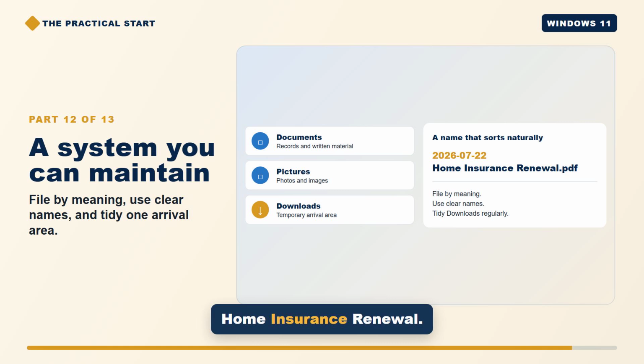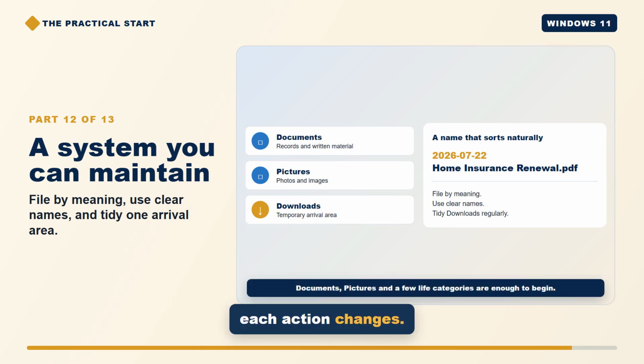2026-07-22, home insurance renewal. Once a week, or whenever downloads becomes crowded, move useful items and remove obvious duplicates. Do not reorganize thousands of old files before you can use the basics. Practice with 5 harmless sample files. Create a folder, rename one file, copy another, move a third, delete it, and restore it. Confidence comes from seeing what each action changes.